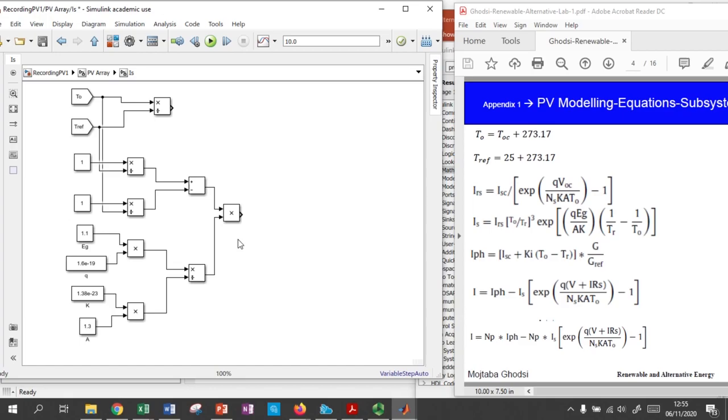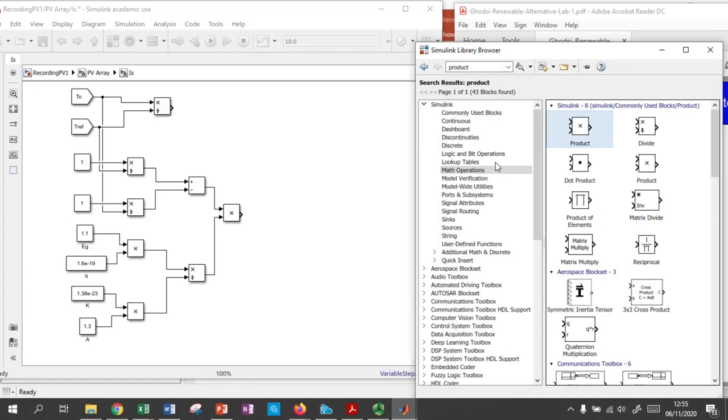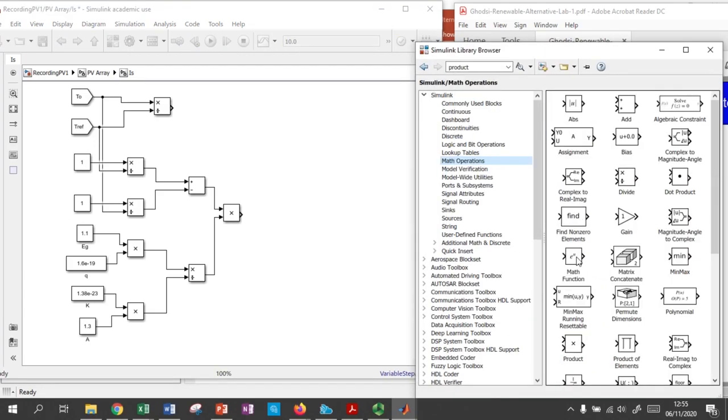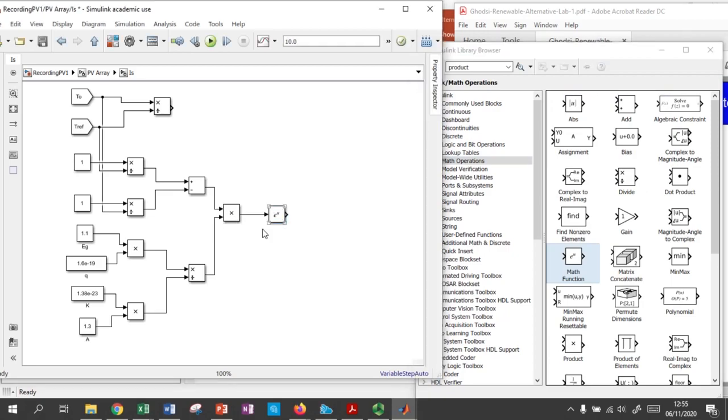Okay, right now we have this expression. Then we need to apply this to the exponential function. This is a mathematical operation. Then I will go to the math. In the math, there is one function here that you can find. It's these equations. Then it's a mathematical one.